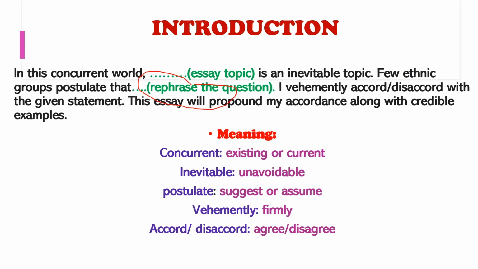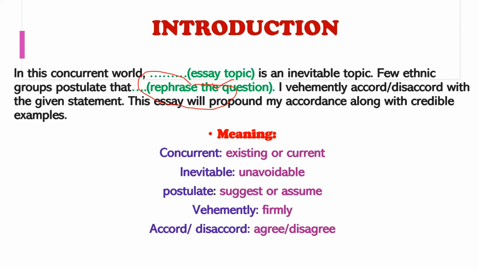Okay, so you have to be very clear. Whatever the rephrased question is, you have to agree or disagree with your way of saying the question. If you have written exactly the same thing as the question, then you will say agree or disagree.